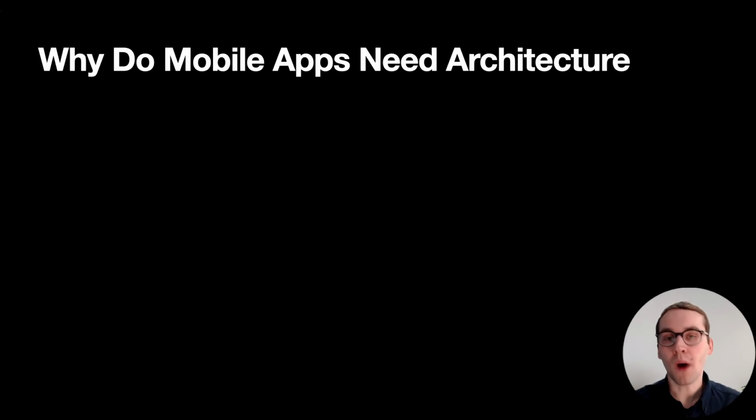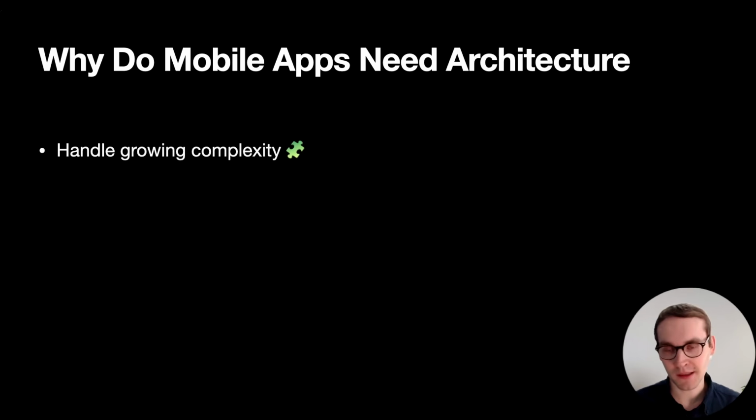Okay, so why do mobile apps need architecture at all? I'll give you 4 reasons. First, it helps with growing complexity. As your app adds more and more features, a clear architecture stops the code from turning into a big mess. Second, maintainability. When responsibilities are clearly separated and patterns are consistent, making changes becomes safer, bugs are easier to fix, and long-term development is just cheaper.